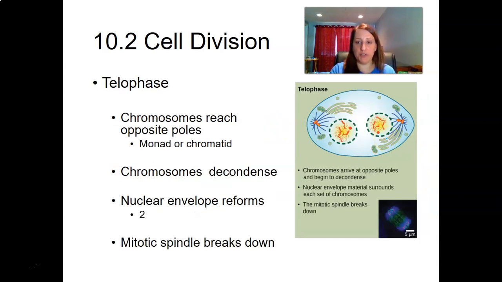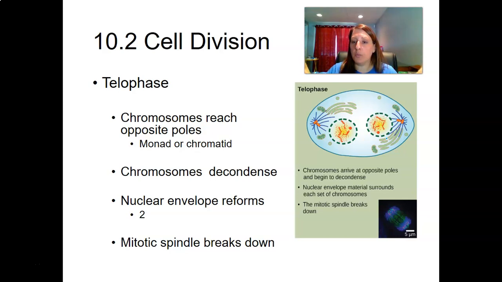Last phase of mitosis before we get to cytokinesis is called telophase. And so telophase is kind of the opposite of prophase. What's going to happen here is chromosomes now have completely reached the opposite poles or sides of the cell. These chromosomes are in the monad form or chromatid form, right? Single one-armed chromosomes. What's going to happen now is they're going to start to decondense a little bit. Instead of being tightly coiled chromosomes, now they're going to become less tightly coiled. They might even go into the beads on a string form. Okay, so they start to decondense.